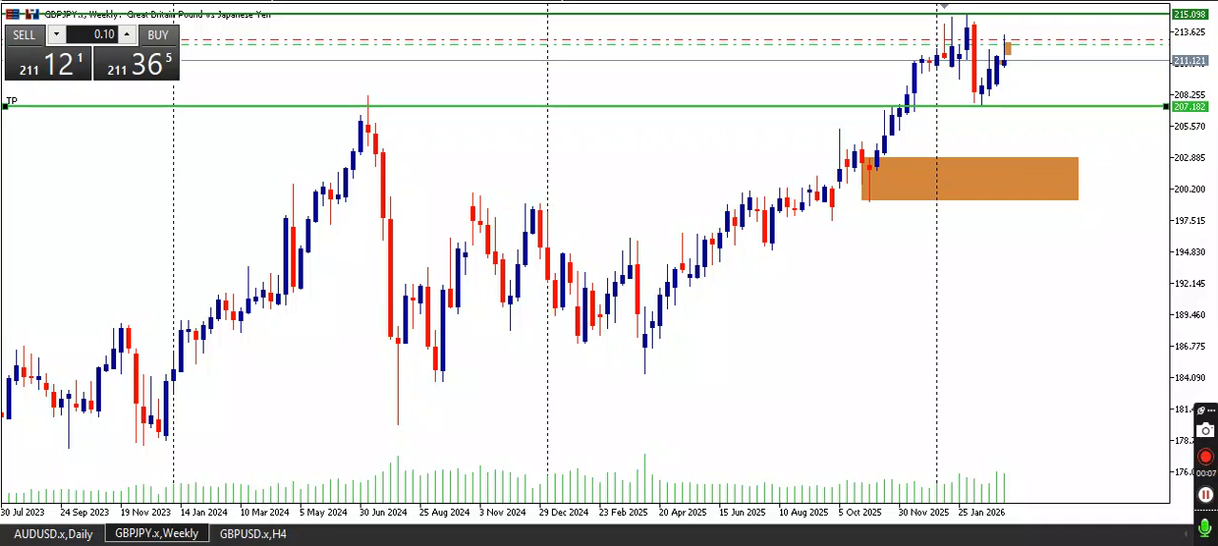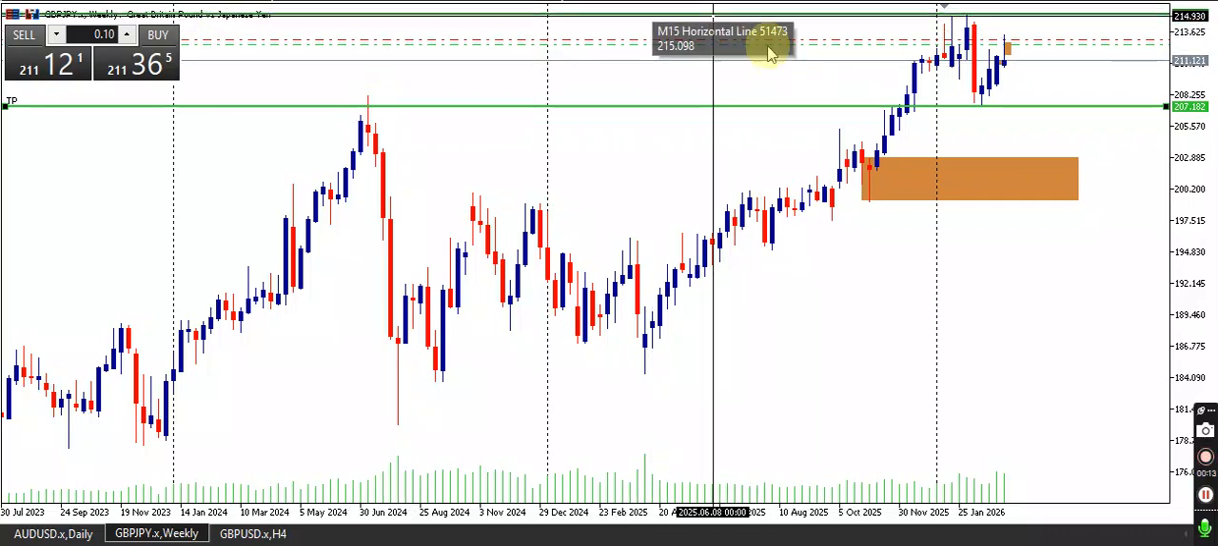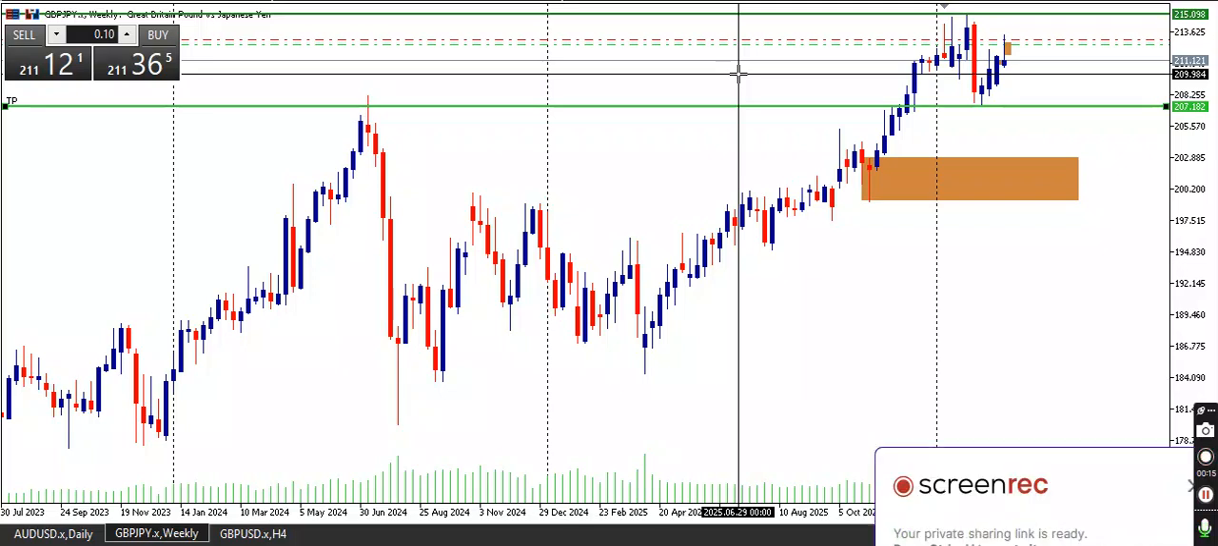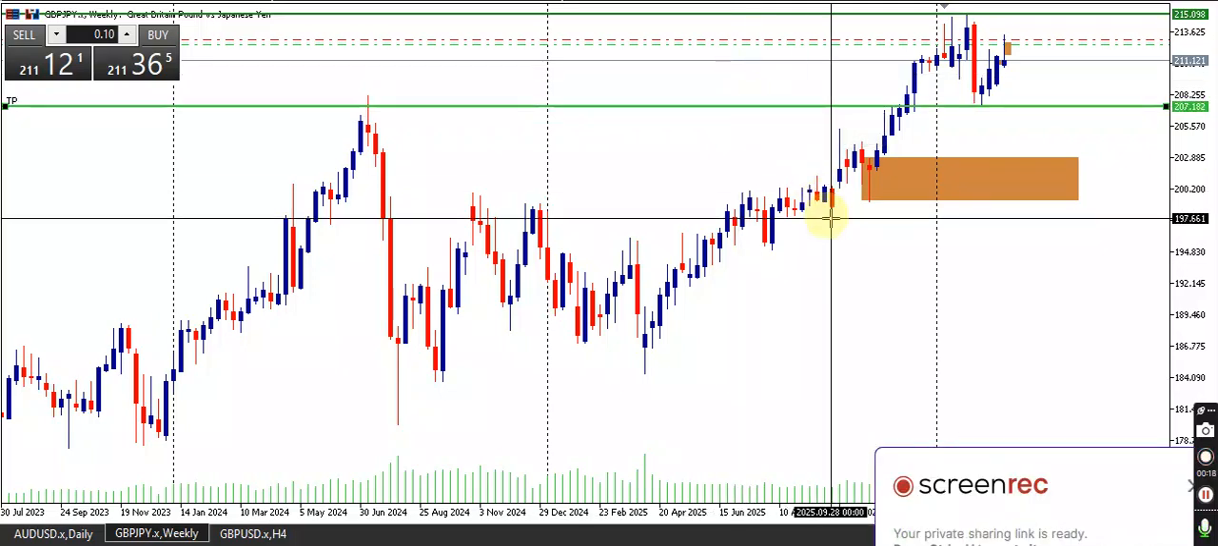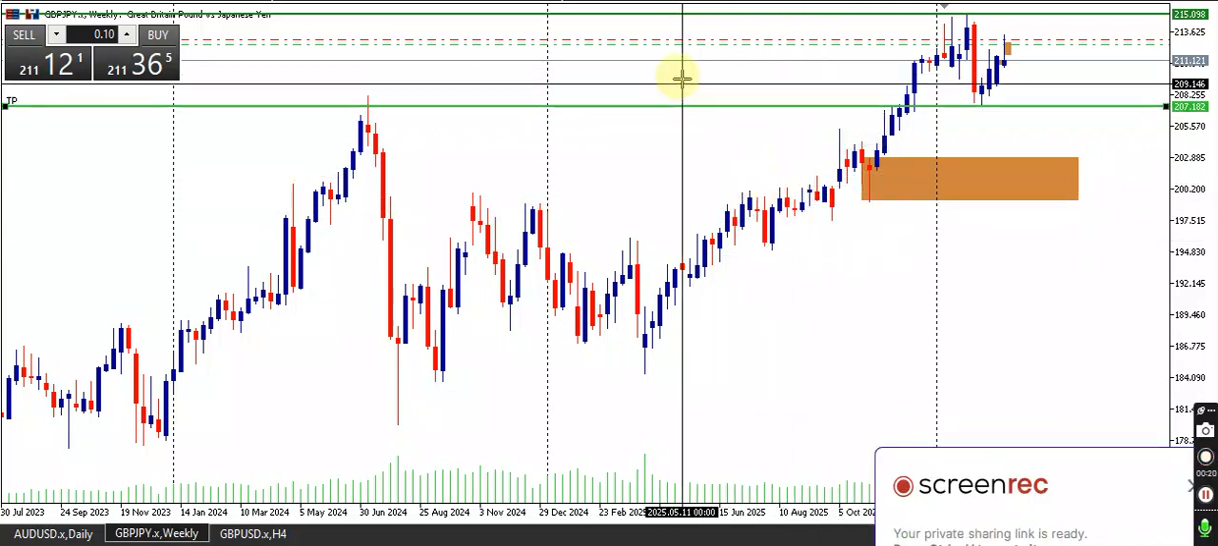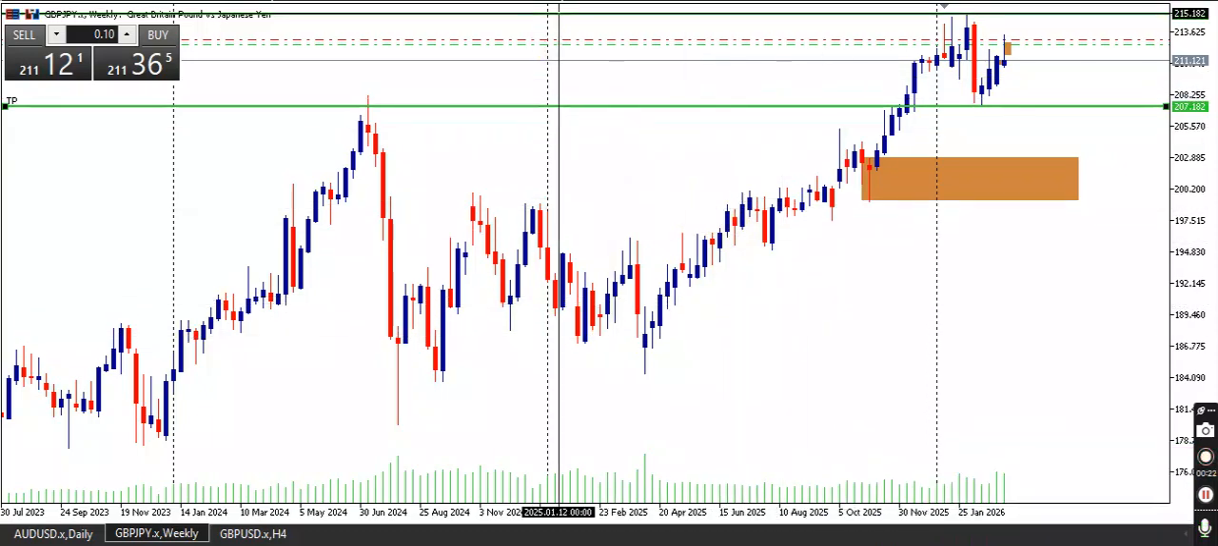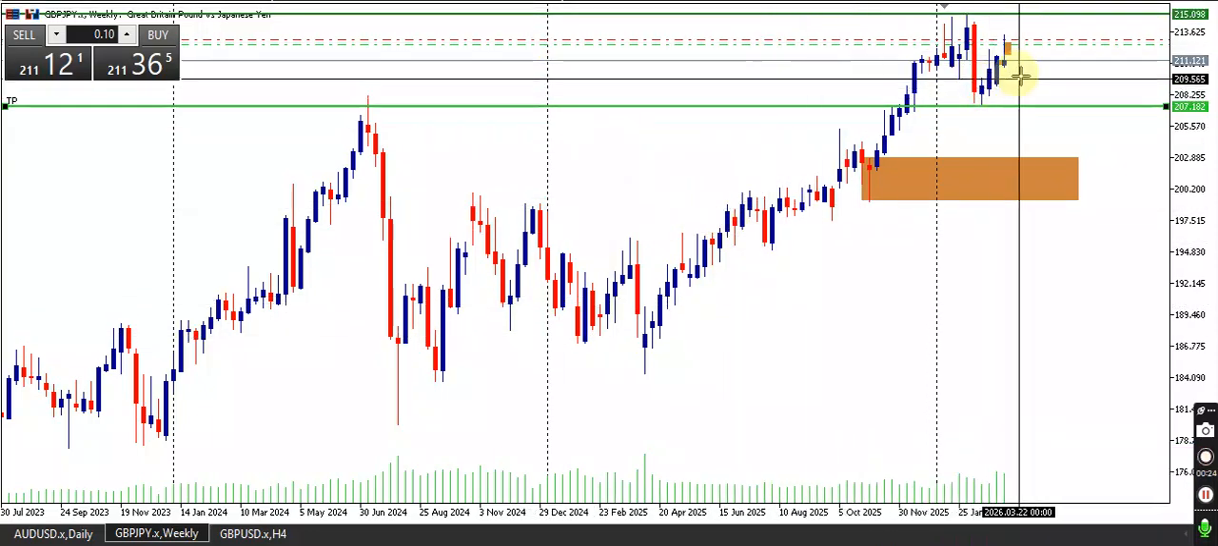This is GBPJPY analysis. I want us to look at what is likely to happen this week, also putting into consideration what happened last week. Last week was quite interesting. Okay, this is the weekly chart.